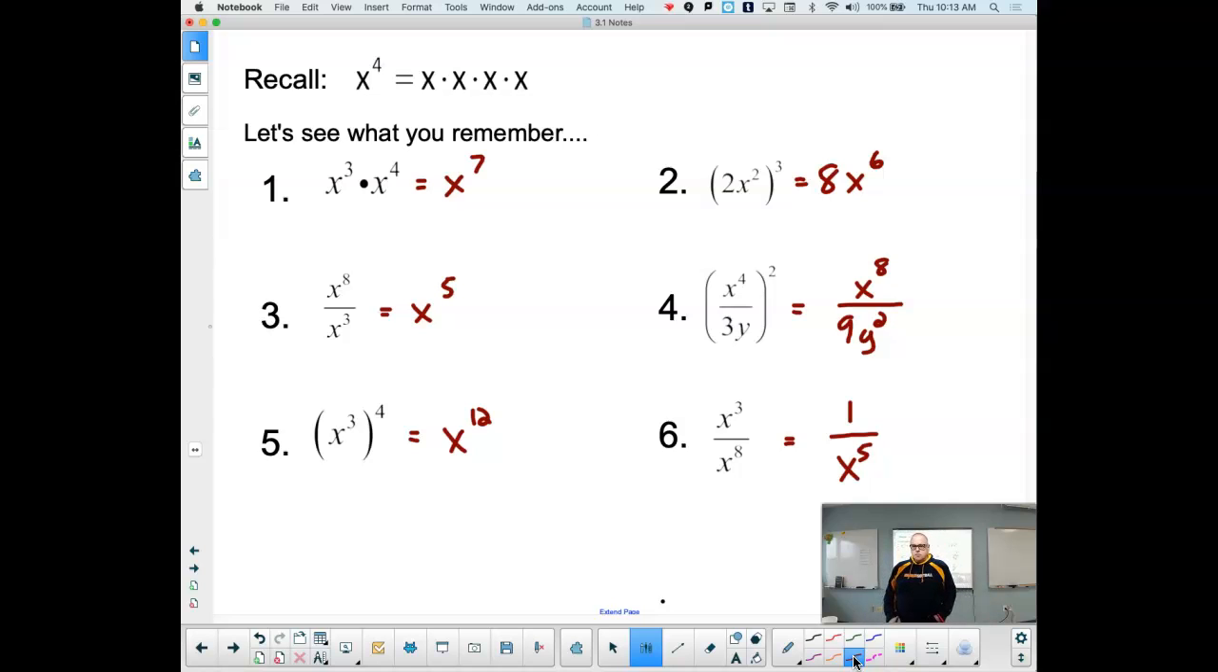Okay? Out of the 6 total, show of hands, those that have cameras on, how many did you get right? Be honest, because I'm expecting somewhere in the 2 to 3, maybe 4 or 5 range. Okay, good, awesome. Now, that was just a refresher, because you've seen these properties before. You saw them in Algebra 1, Geometry, and Algebra 2. Just a refresher to get you back into the groove.